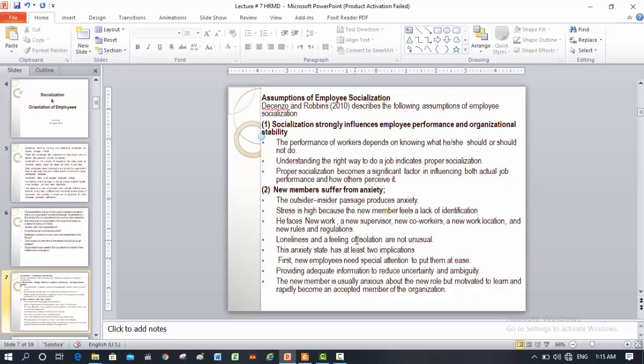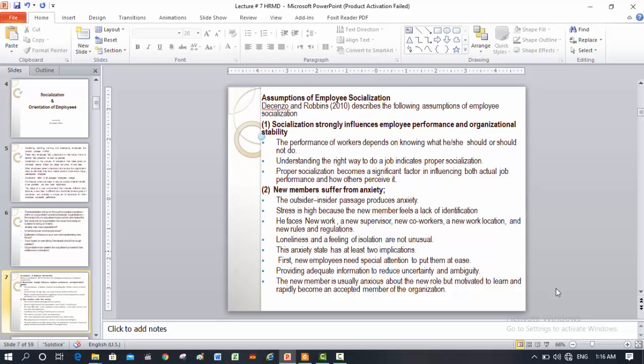There are a few assumptions of socialization as described by DeCenzo and Robbins, 2010. The first assumption is that socialization strongly influences employee performance and organizational stability. If the socialization process occurs at the time of induction, employees are in a better position to give their best performance, which will lead to organizational stability.